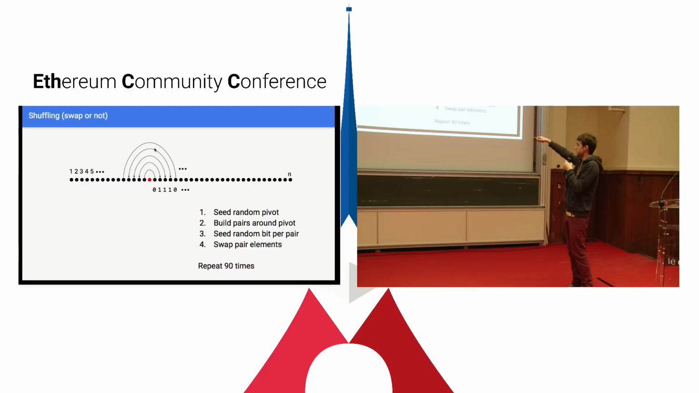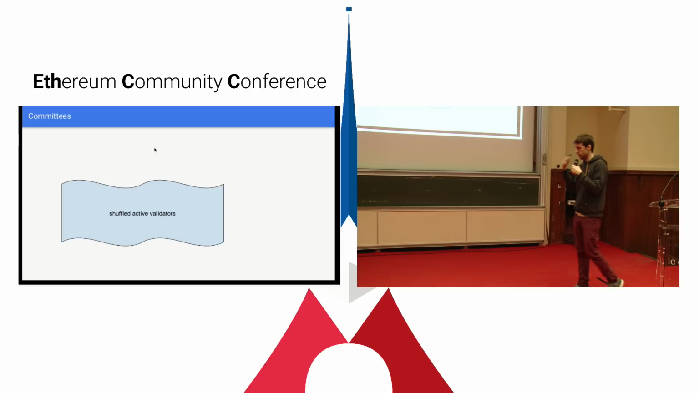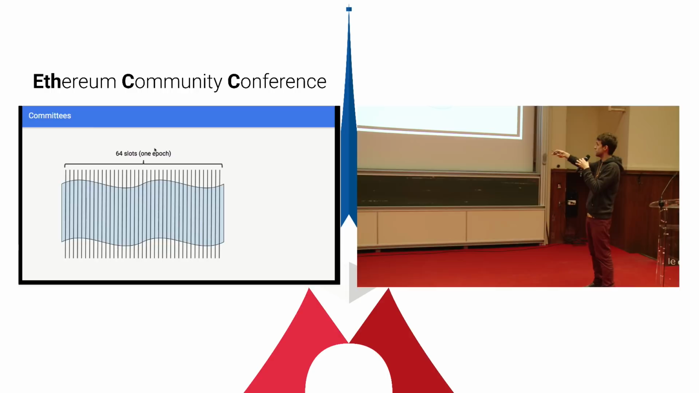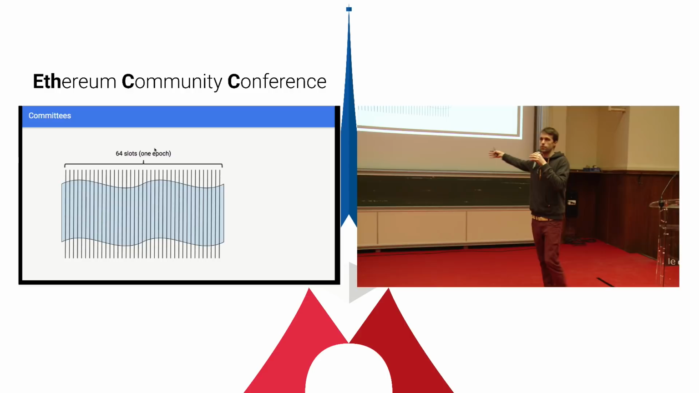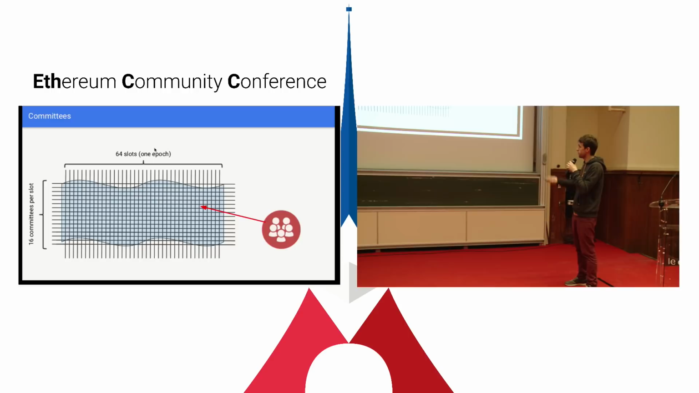Anyway, so once we have the active validator set, and we have the seed from Randao, and we have the shuffling function, we can take the shuffled active validators, and we can slice it up. So what we do here is that we do slicing vertically in slots, in the 64 slots. That's to spread the load over time. The validator set could be enormous. You know, we could have a million validators. And so we want to spread the load a little bit over time.